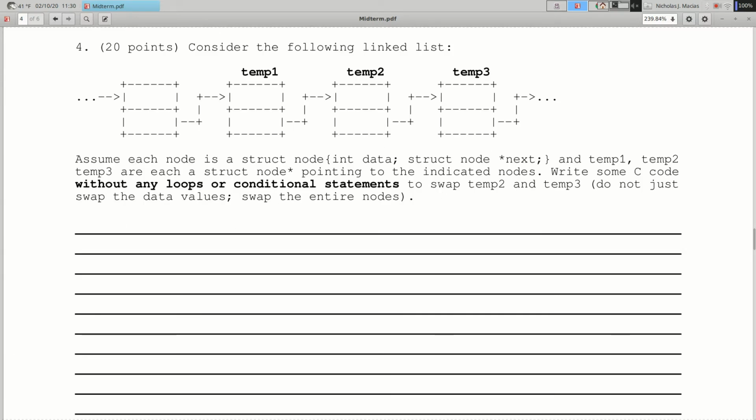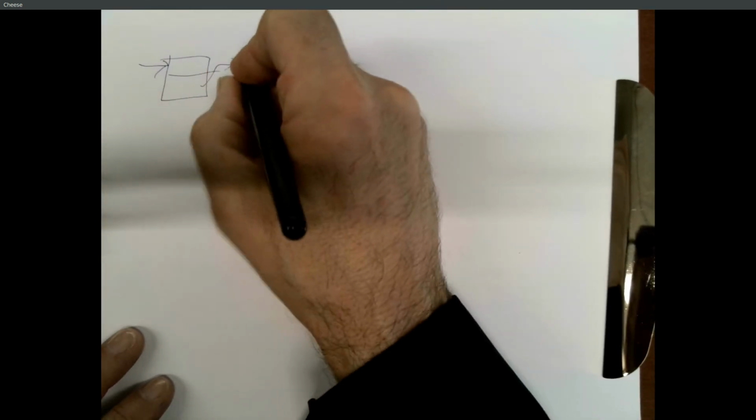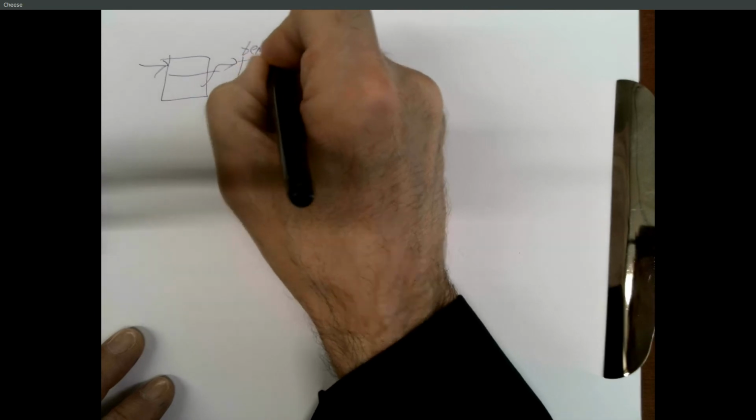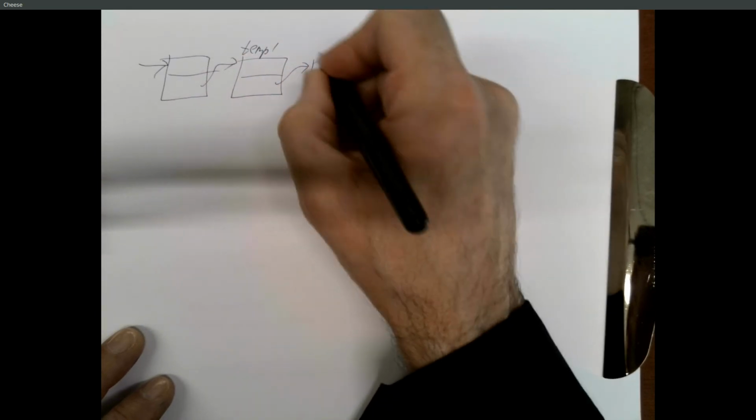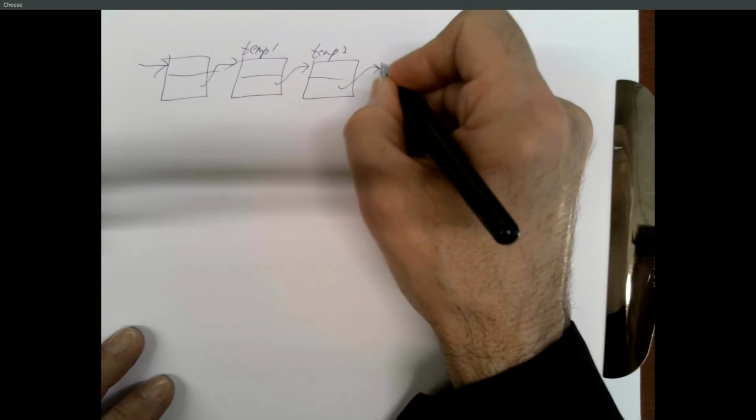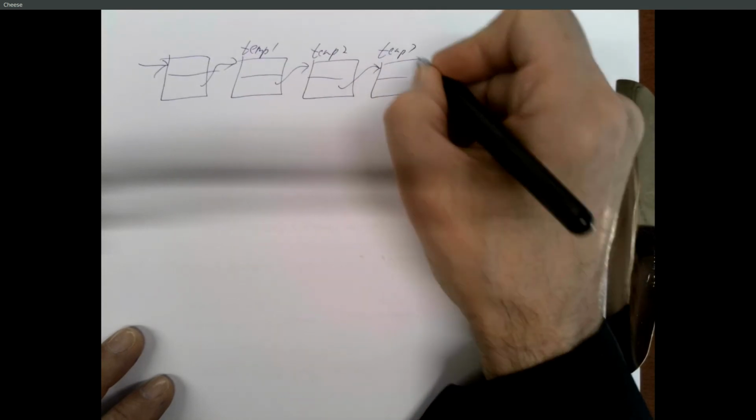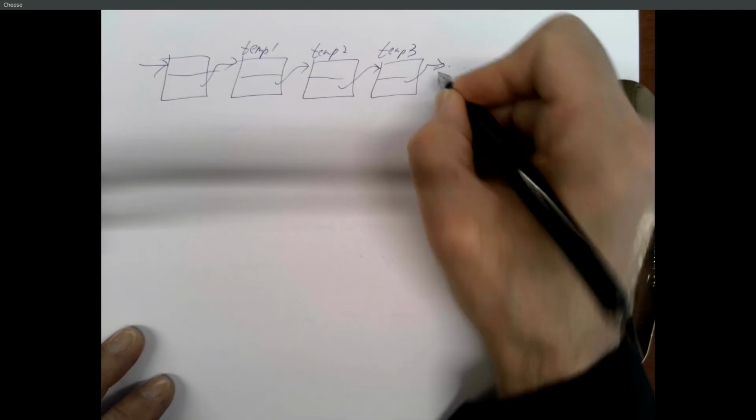All right, and here we have a linked list, and we're supposed to swap temp2 and temp3. And I asked you not to swap just the data values, but to swap the entire nodes. So here's something pointing to a node, points to temp1, temp2, temp3, and goes on to whatever.